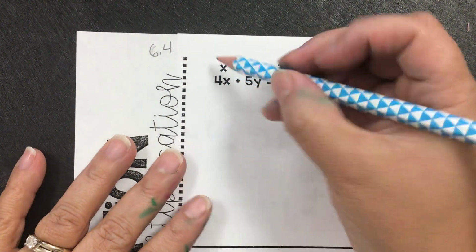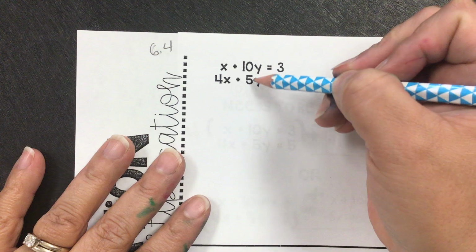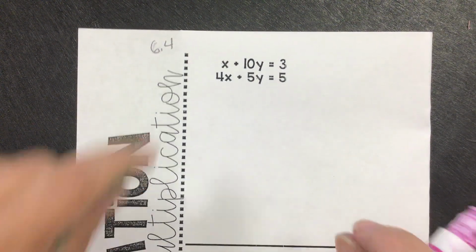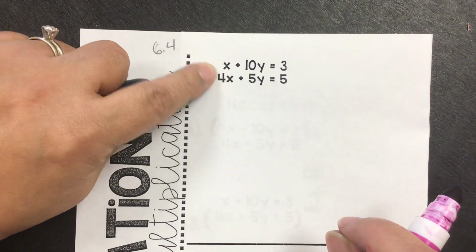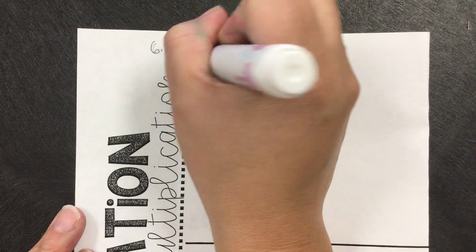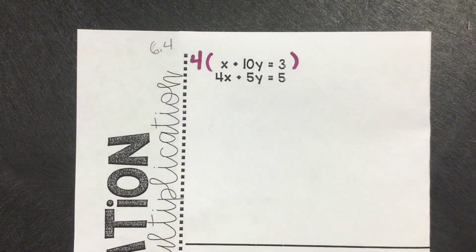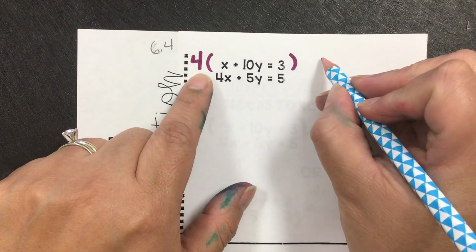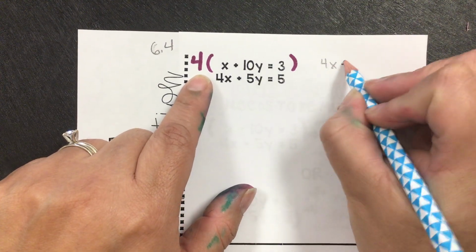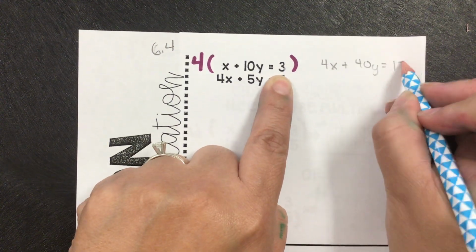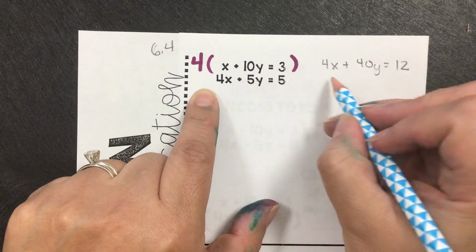On this section, the leading coefficients will not be the same. So you have to make them the same. What most students do is to choose to eliminate the x, but you don't have to. I'm going to go ahead and set it up like we're going to eliminate the x and multiply it by 4. The first equation multiplied by 4 gave me 4x plus 40y is equal to 12. And then that second equation, we just rewrite it.